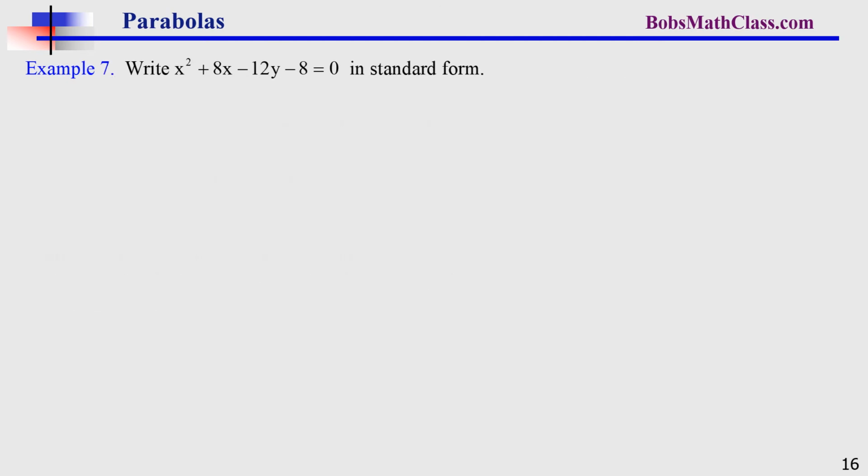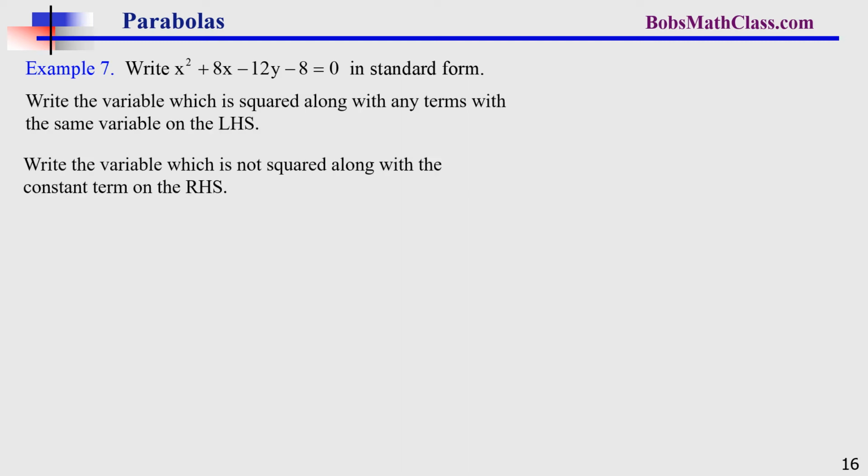Okay, here's the next one. Which is the variable that's squared? The x. That's going to stay on the left-hand side. The variable that's not squared is going to go on the right-hand side, along with any constant. The constant here is a negative 8. So again, here's some notes. Write the variable which is squared along with any term with the same variable on the left-hand side and the variable that's not squared on the right-hand side. So there we go. We have x squared plus 8x equals 12y plus 8.